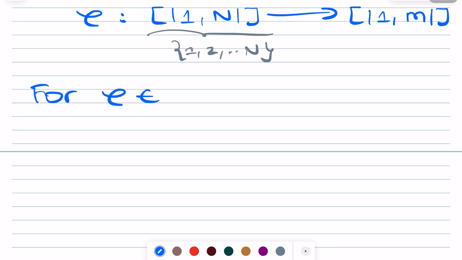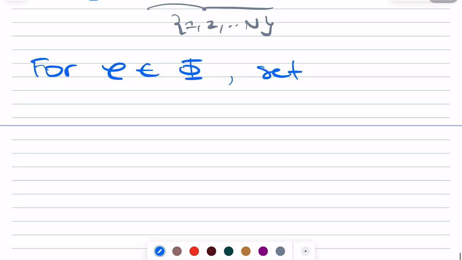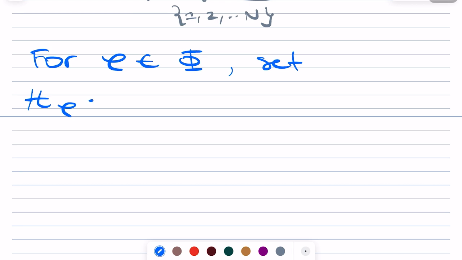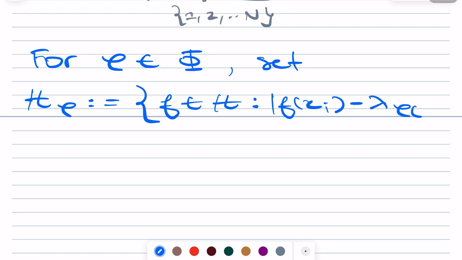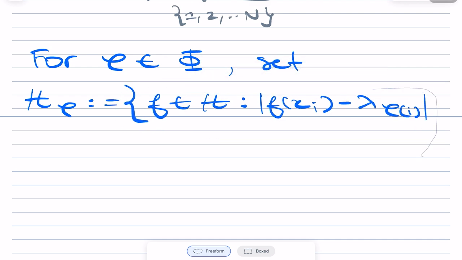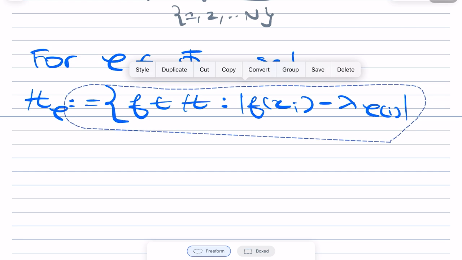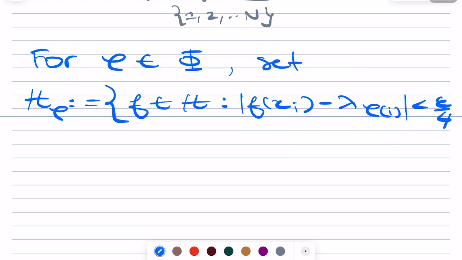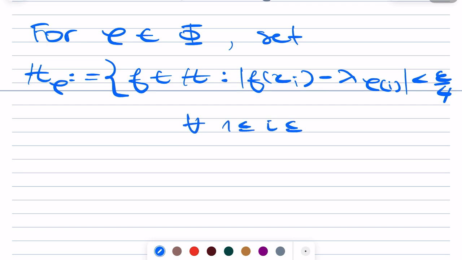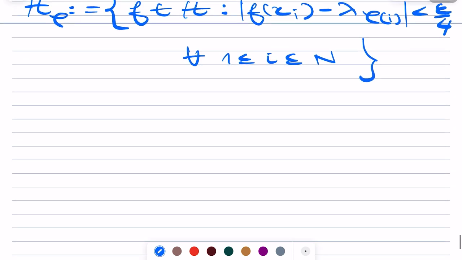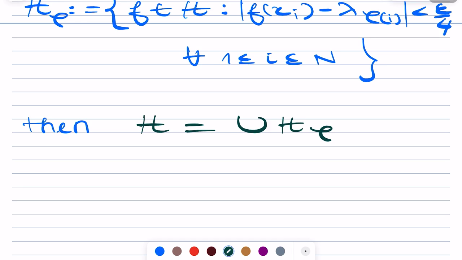So for phi in capital phi, let's call it h phi to be the set of f in h such that the absolute value of f of x i minus lambda phi i is less than epsilon over 4 for every i between 1 and n. Then we claim that h is exactly the union of the h phi, phi in capital phi.